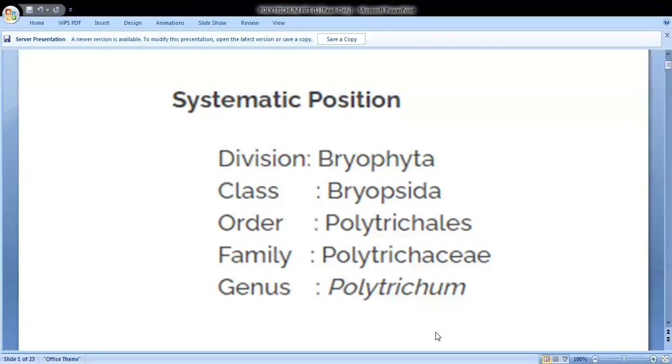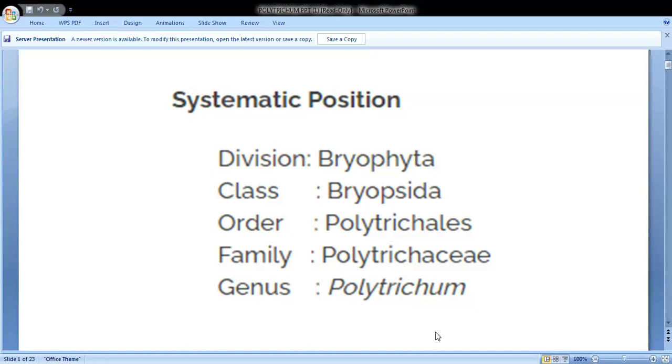What is the systematic position of Polytrichum? See here: division Bryophyta, class Bryopsida, subclass Bryidae, order Polytrichales, family Polytrichaceae, genus Polytrichum. This is the Polytrichum classification.